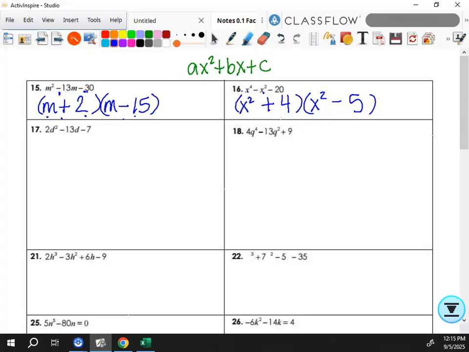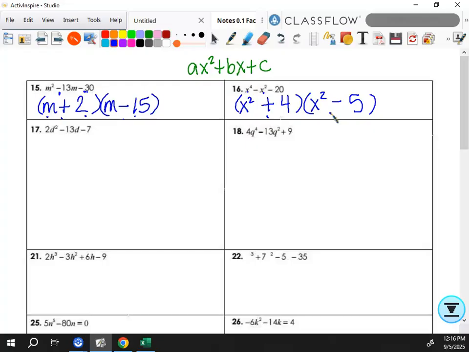Now, because I still have x squareds there, I need to check to see if I can factor it anymore. Can I continue to factor this one? No, because that's a sum of squares, right? There is no rule for sum of squares, so I can't do anything with it. This is a difference, but is this a difference of squares? No, it's not a perfect square, so I cannot factor anymore as we go through. Okay, everybody good with that?